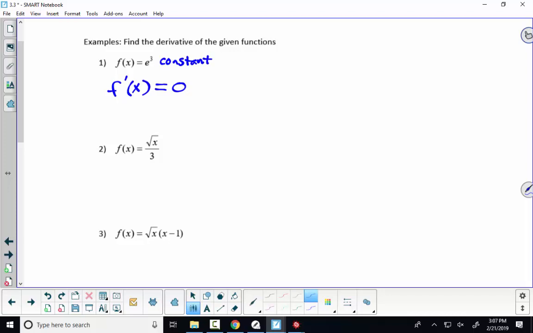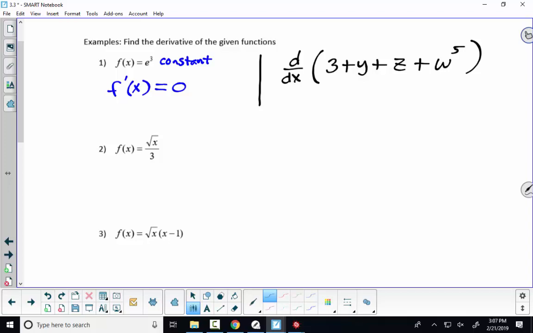You can always tell you have a constant because there aren't any x's that show up. On a different note, not that we would see it, but if you were asked to take the derivative of 3 plus y plus z plus w to the 5th with respect to x, there is no x here. All of those things are constants in terms of x. So that derivative is 0 with respect to x.